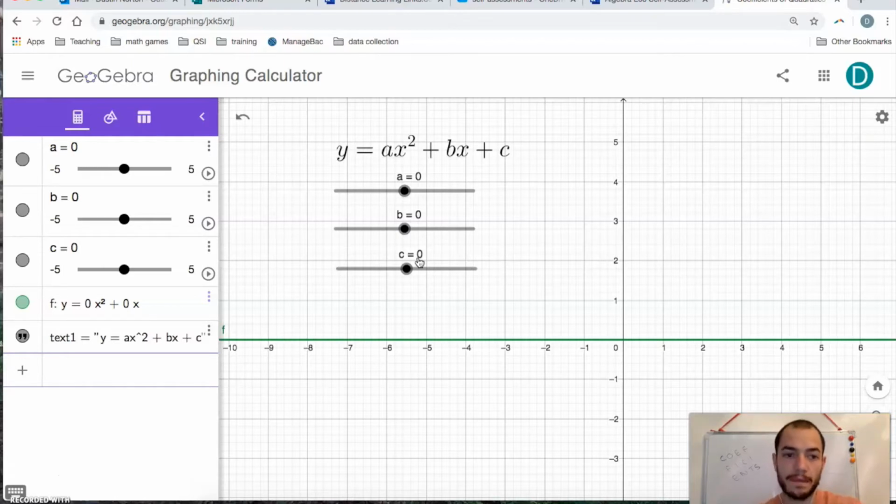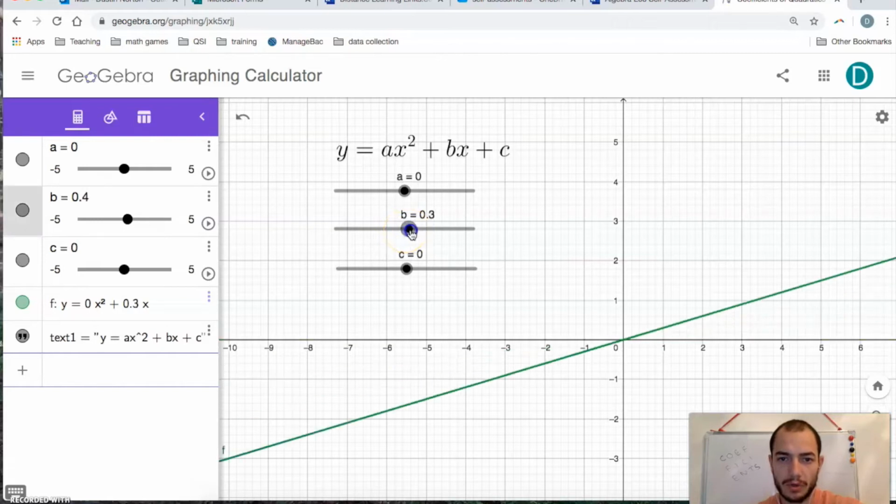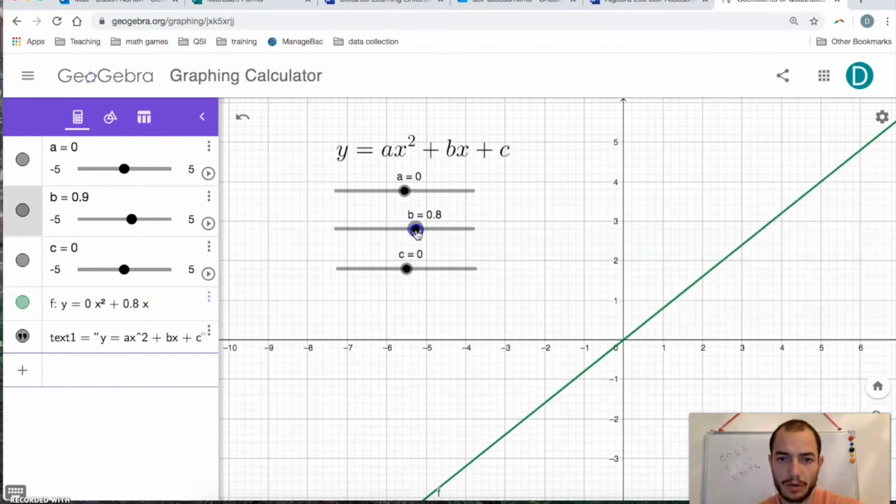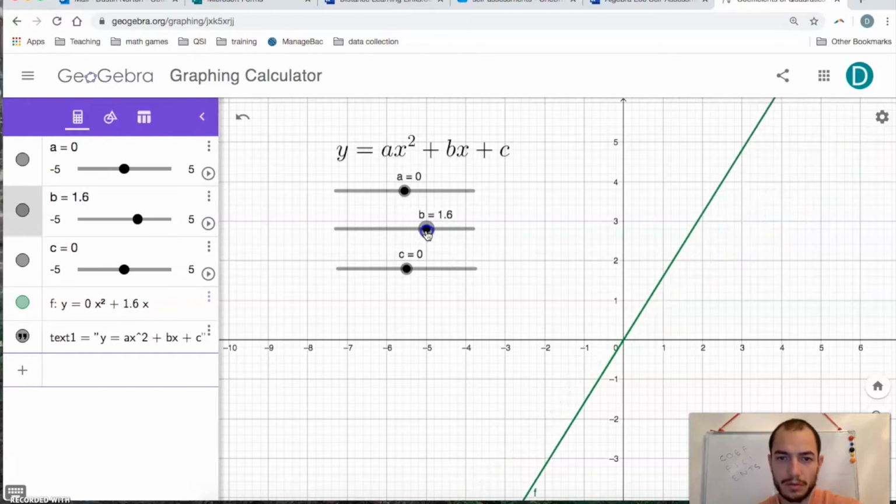So what we have here is three sliders. This means we can change the values of a, b, and c by sliding these. So, for example, I'm going to leave a as 0 for a minute because I want to make a point. Let's make b equal to 2, let's say.